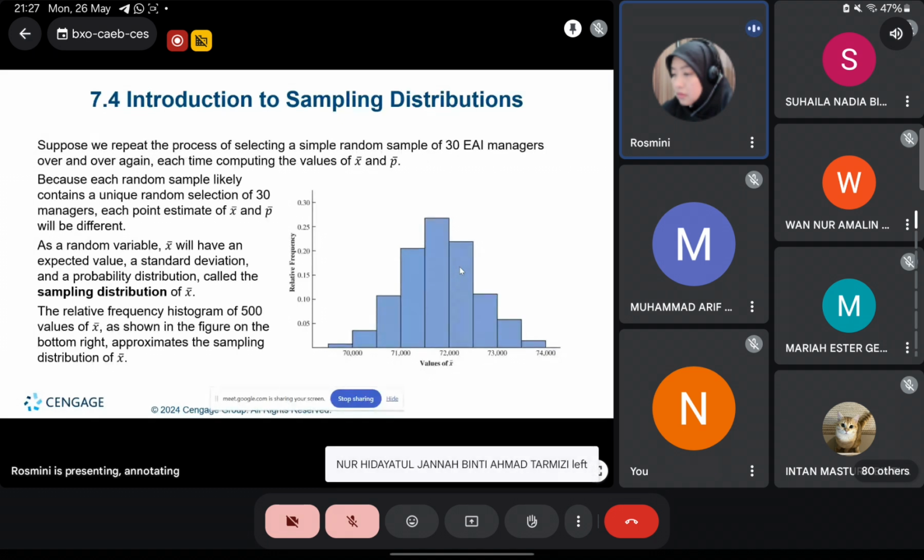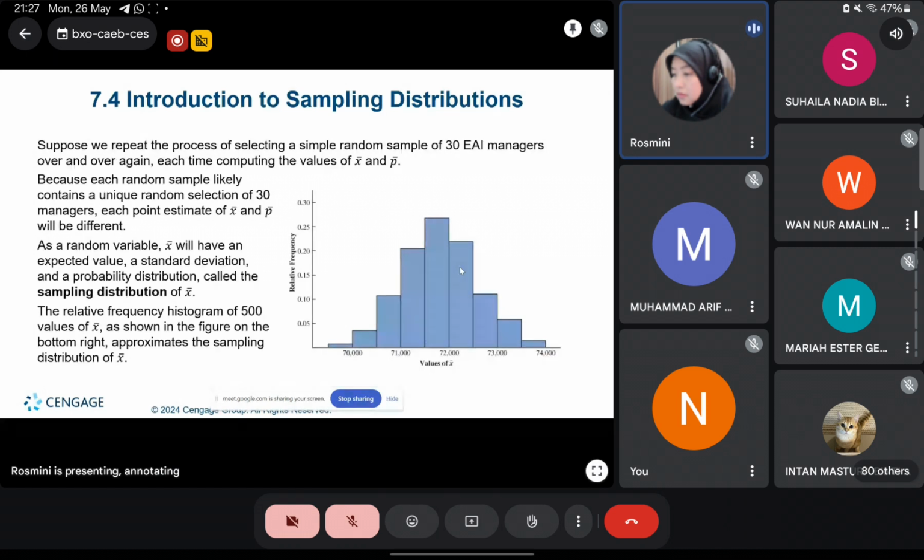Let's say in the end, you take samples 10 times. So you took 30, 30, 30, 30, 30, 10 times. So in the end, what you will have is 300 observations, and for each sample you will have your own distribution. In the end, we call this the sampling distribution. As a random variable, X bar will have an expected value, a standard deviation, and a probability distribution. And this is what we call the sampling distribution. So with these 10 samples, you do the distribution, and finally this is what you will get. Okay, this is just an example.